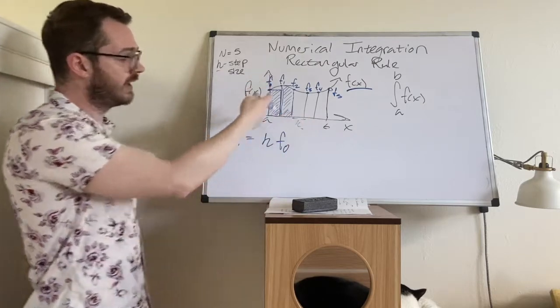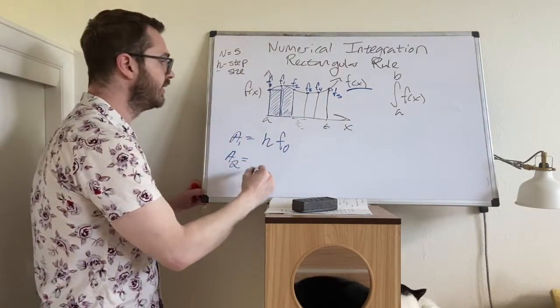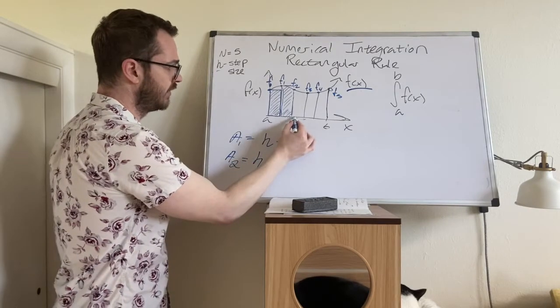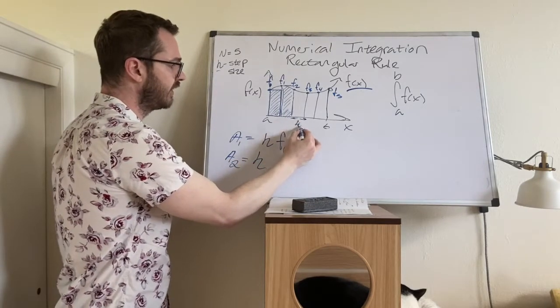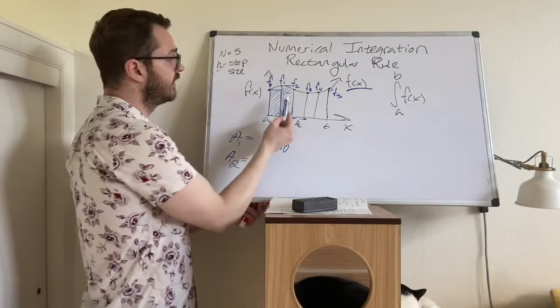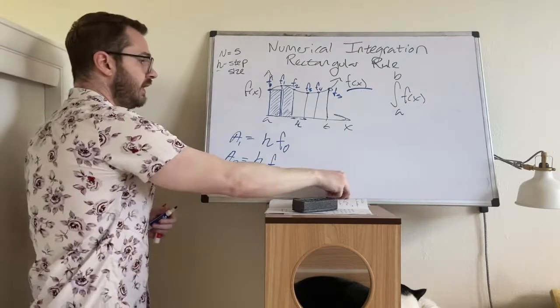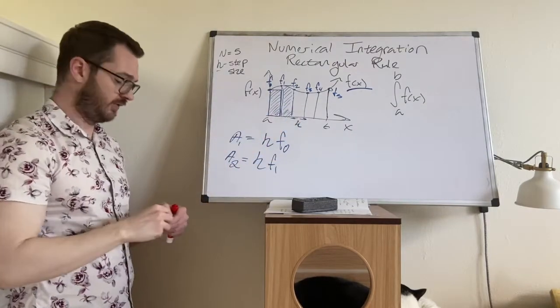So what would be the area for this one? We would say area number 2. And again, the width of all of these, they're all constant. It's a constant width h. And then the height that we're using now is f1. And you can see that we could repeat this, right?